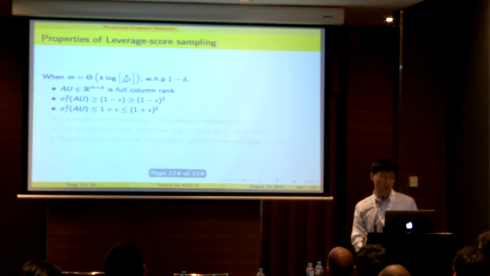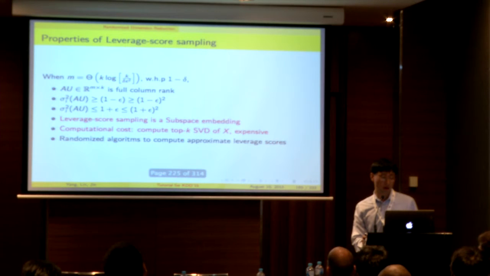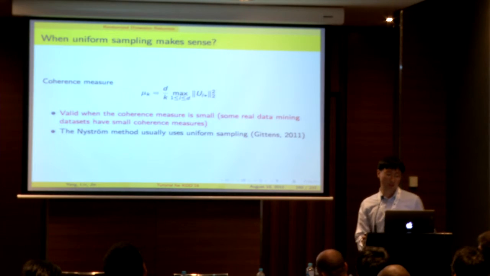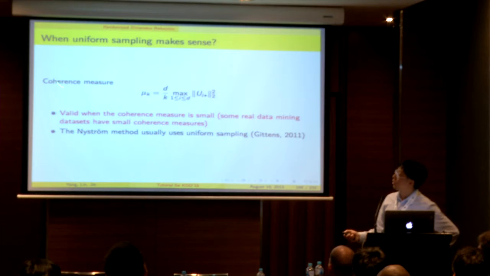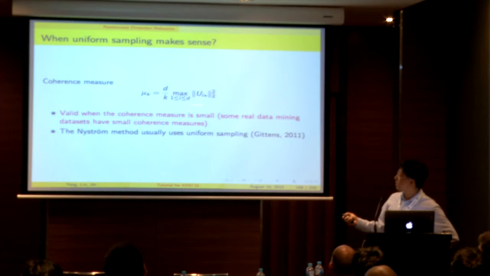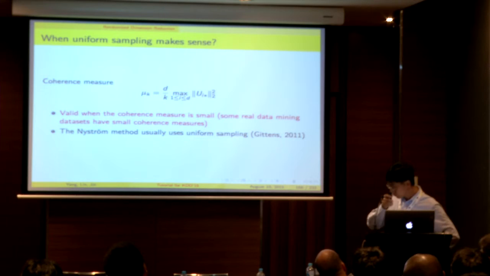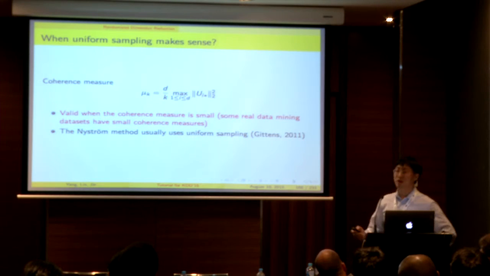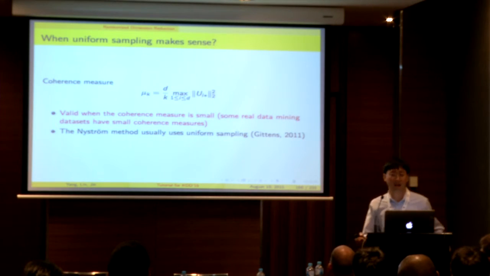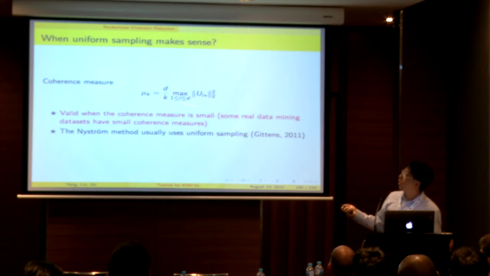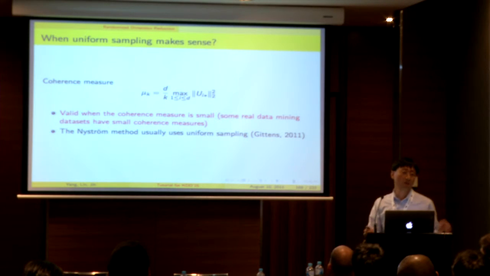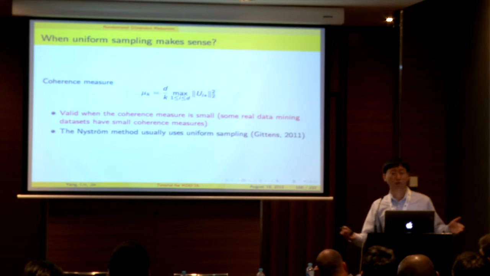So that will produce pretty much the same result as leverage score sampling. In the literature, people introduce this coherence measure to control the maximum of the leverage score. This is the maximum of the leverage score scaled by d divided by k. If this coherence is small, a constant, then it is guaranteed that all the leverage scores are very similar, so you can use uniform sampling.